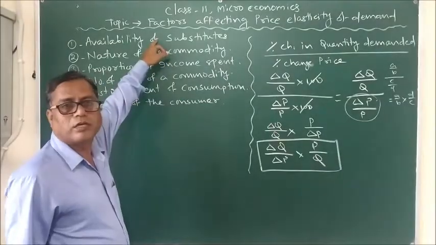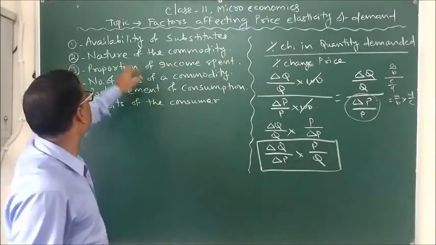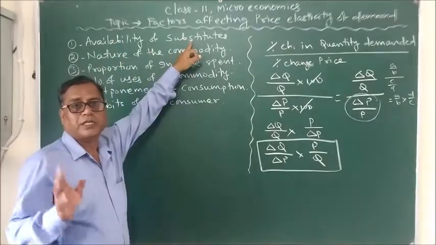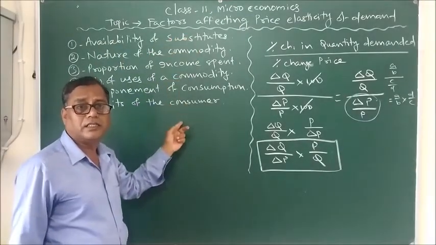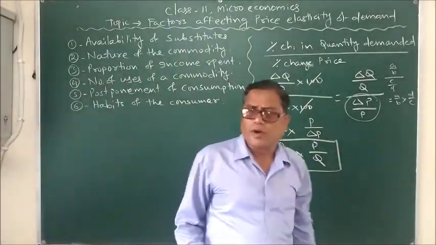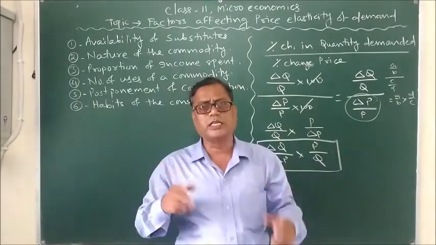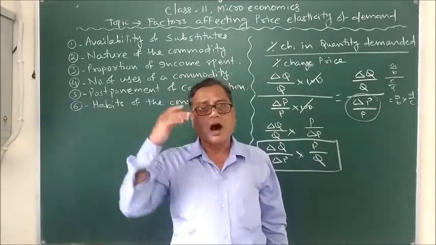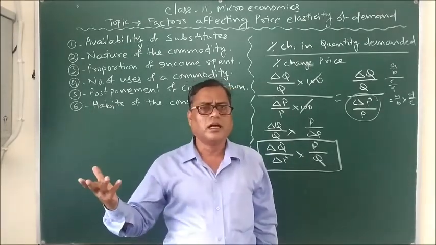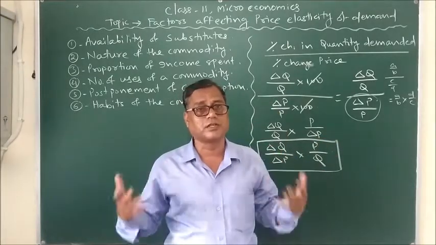Now one by one we are going to discuss the different factors that affect the price elasticity of demand. In this series, the first factor is availability of substitutes. You need to understand these concepts very clearly. Whenever we are calculating price elasticity of demand, there is a given good in front of us, and how its quantity demanded reacts to a change in price is the subject matter of our discussion and understanding.